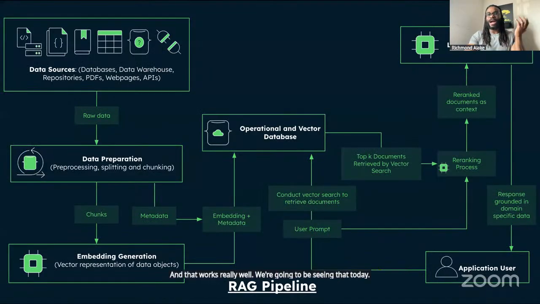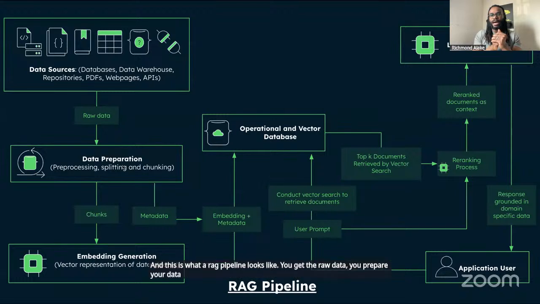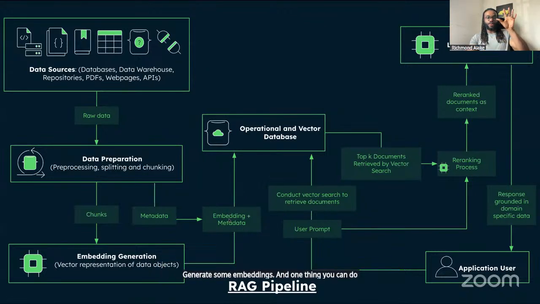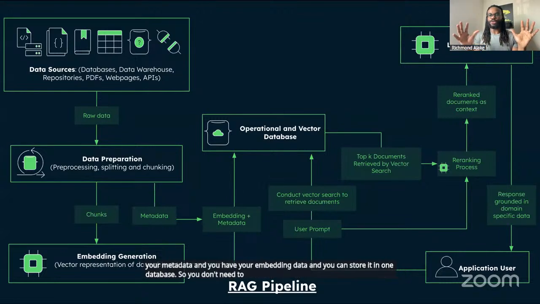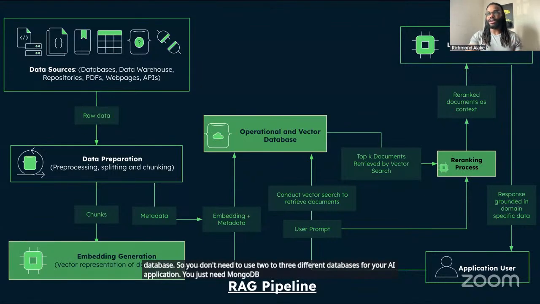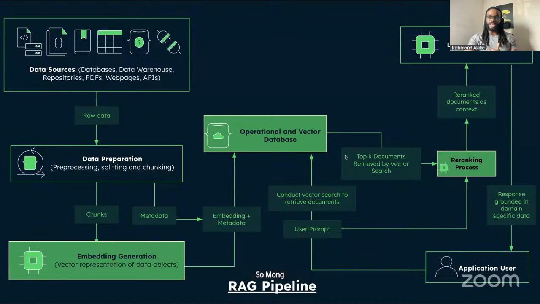This is what a RAG pipeline looks like. You get the raw data, you prepare your data, chunk it, generate some embeddings. And one thing you can do with MongoDB is you have your metadata and your embedding data, and you can store it in one database. So you don't need to use two to three different databases for your AI application. You just need MongoDB, you just need one. MongoDB actually touches a number of parts within your RAG pipeline.